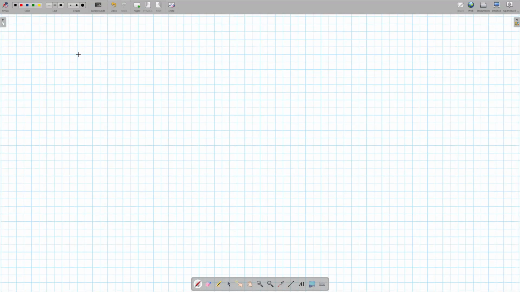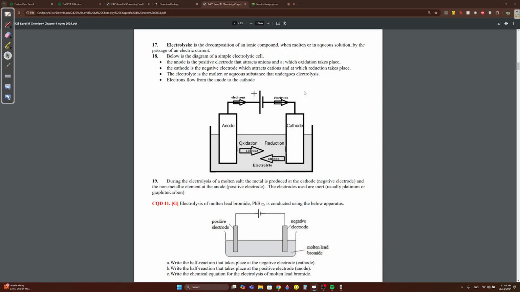Okay, in electrolysis, it's the basic setup. I'm going to use this one here.